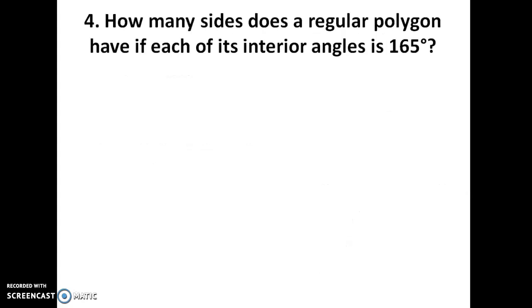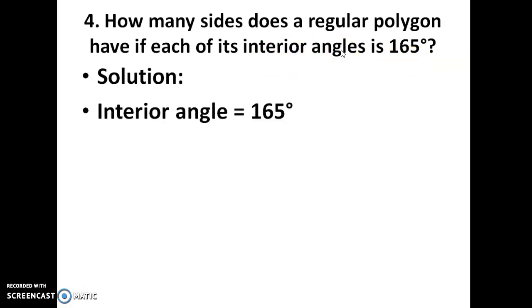Now the fourth problem. How many sides does a regular polygon have if each of its interior angles is 165 degrees? Okay, so how many sides does the regular polygon have? Regular polygon means all sides and angles are equal, then only we can solve this problem. It's already given as a regular polygon. We have to find out, the interior angle is 165 degrees. Okay, read carefully, it's the interior angle.